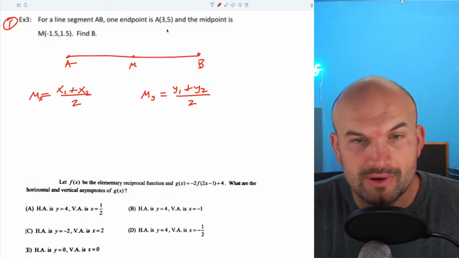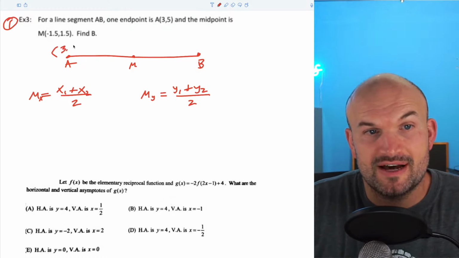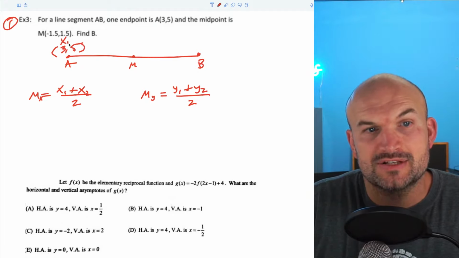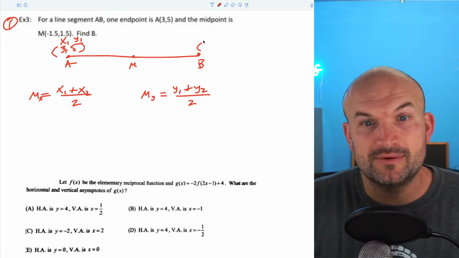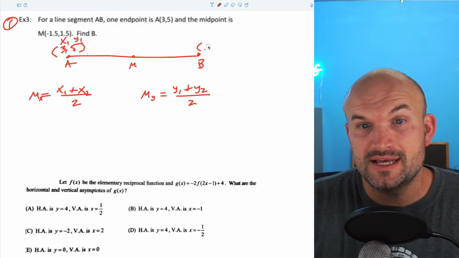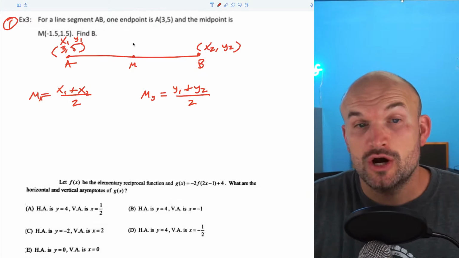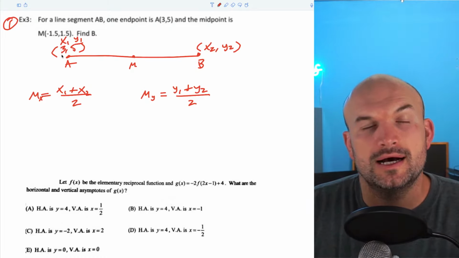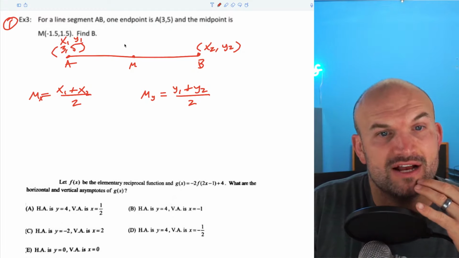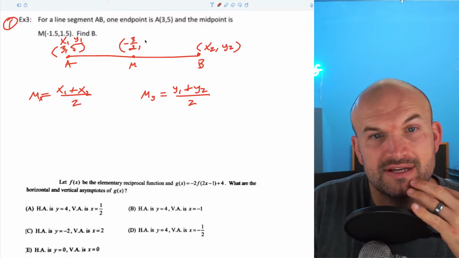Now, you might say, well, what's Y1 and Y2? Well, this point A we have is 3, 5. We can call that X1 and Y1. And then B, we don't know what that is, so let's call that X2 and Y2. Then M, we actually know. That's negative 1.5, but I'm going to rewrite that as a fraction. So I'm going to rewrite this as a negative 3/2 and a 3/2. Okay?